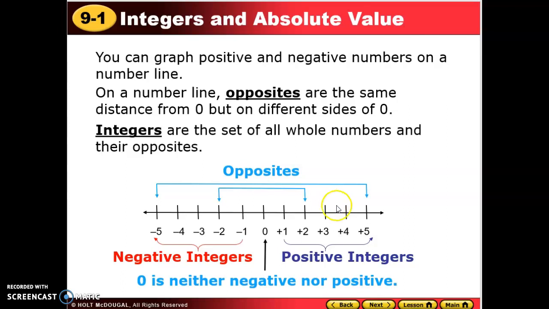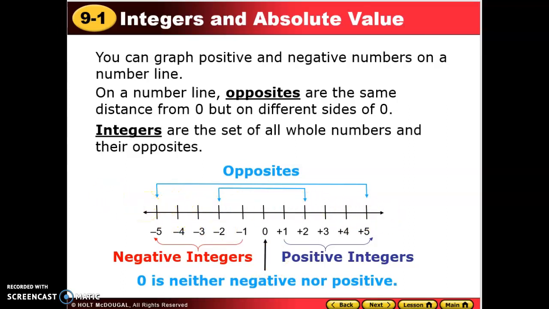Now, integers, you heard that word in the beginning of the lesson when I introduced the lesson. Integers are the set of all the whole numbers and their opposites. So the integers in this set would be like -5 to 5. And that includes 0 as well. 0 is not negative or positive, it's just 0. So that's the set of integers.